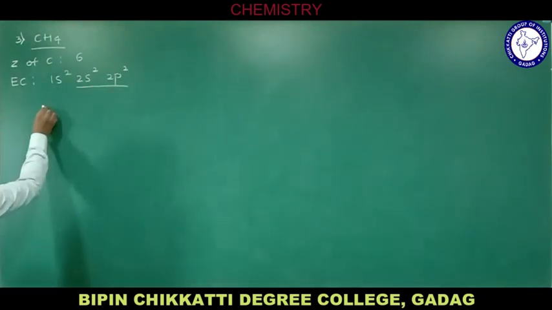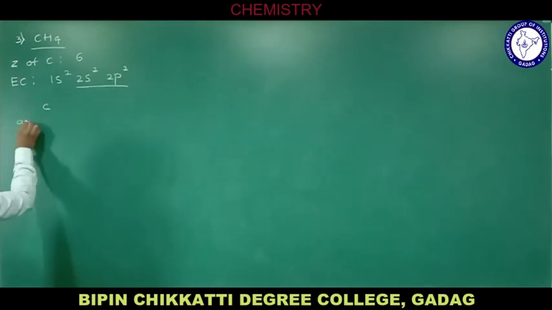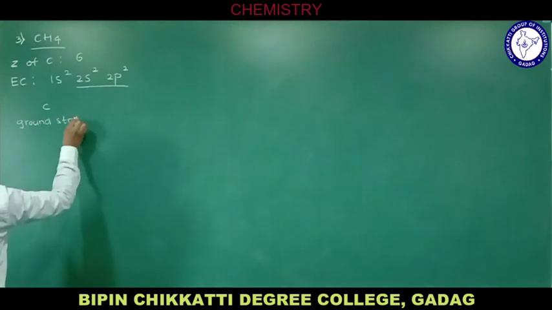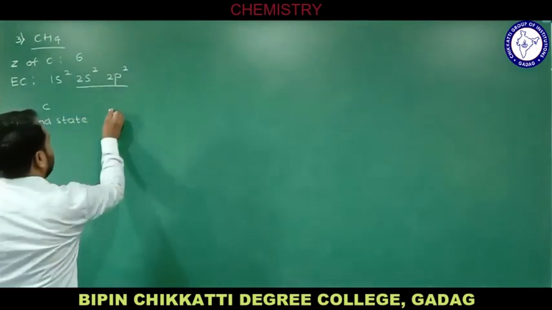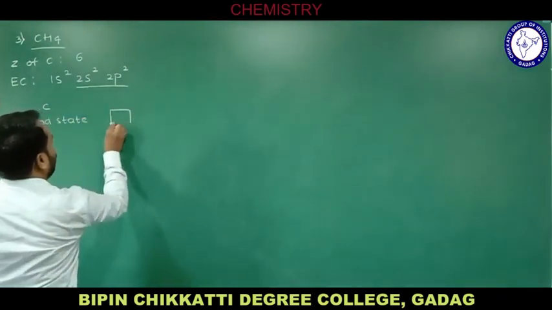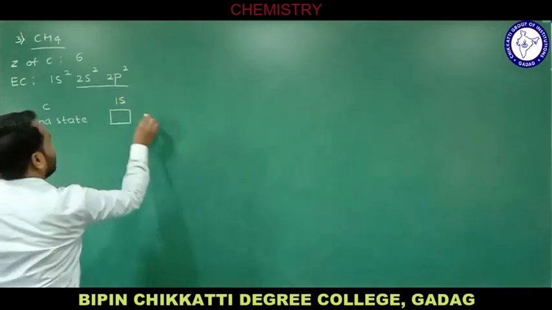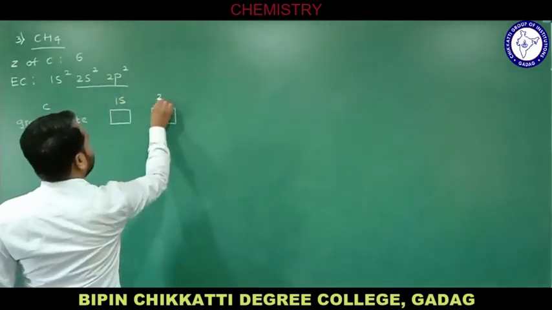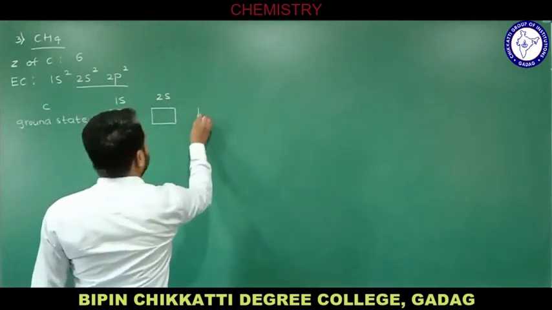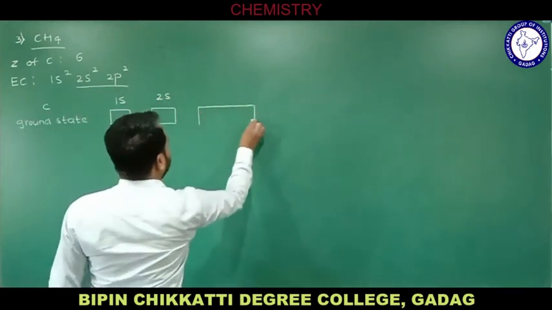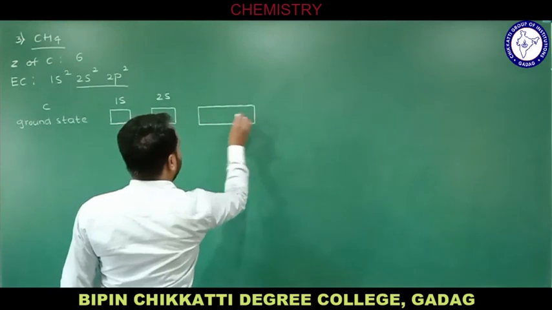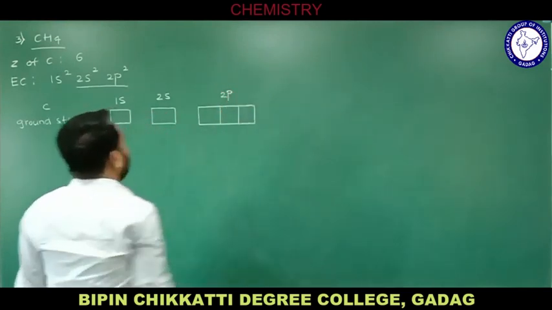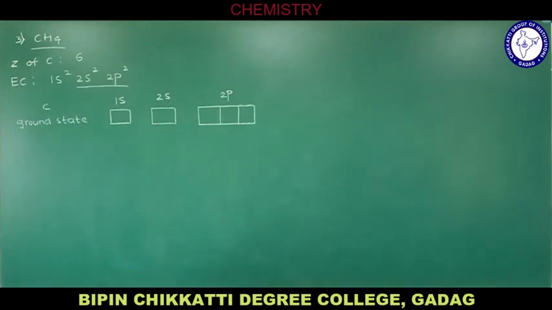Now we will see the carbon in the ground state. How can we represent that? This is for 1s, and this is for 2s, and for 2p we need 3 atomic orbitals, px, py and pz. This is for 2p.